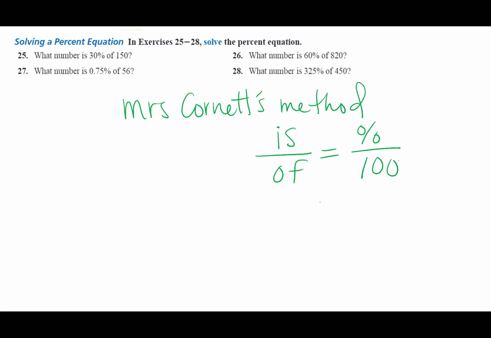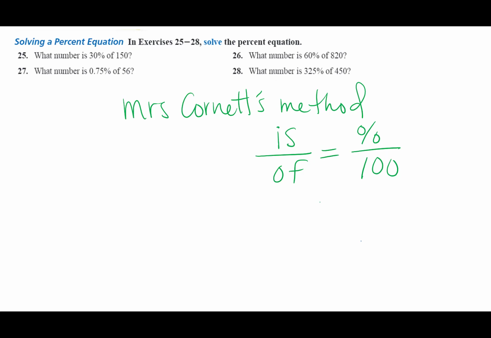So it's a proportion: is over of, and yes, that's the word is over the word of, equals percent over 100. That's the template, that's the equation that we're going to use for this method. And here's how we're going to choose the numbers. The percent part is easy. If you look at number 26, 60 has the percent symbol. And so for this first problem, we're just going to put 60 right there where the percent is. The cool thing about using this method is that you do not have to change it to a decimal first.